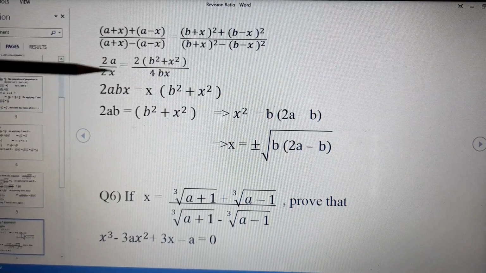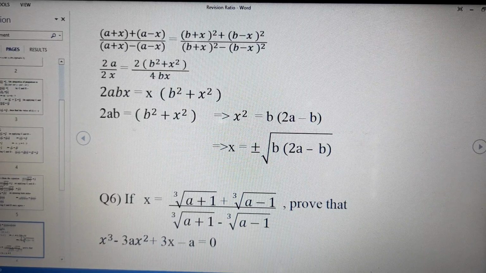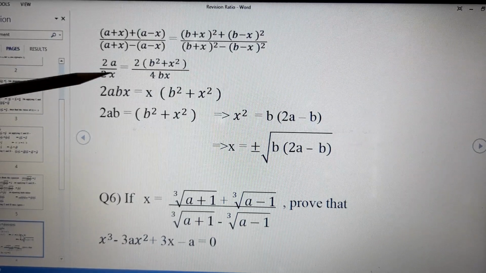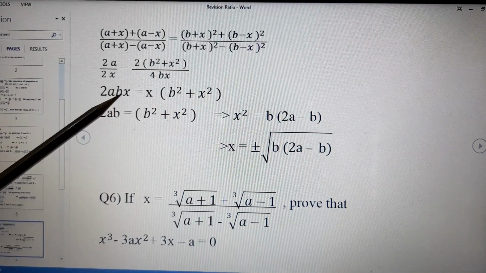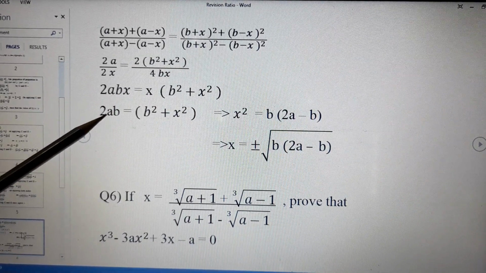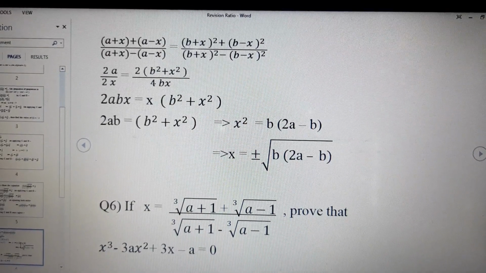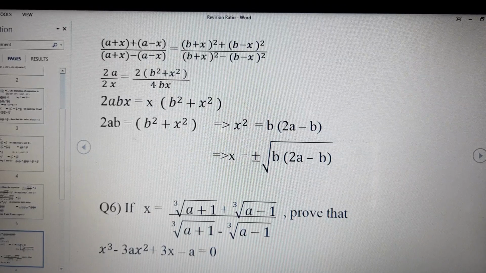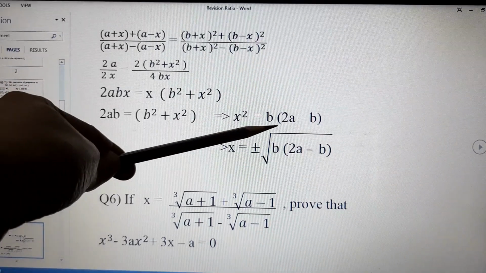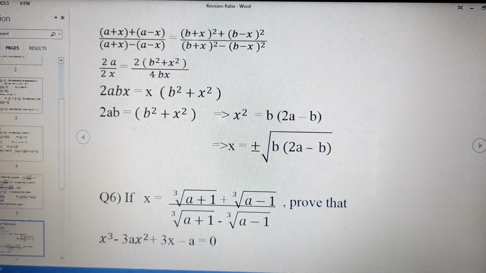Then 2bx into a, 2abx is equal to b square plus x square, x into b square plus x square. This x and x can also be cancelled. We will be left with 2ab is equal to b square plus x square. So x square is equal to 2ab minus b square. Again, b is taken common. So b is taken common, 2a minus b.